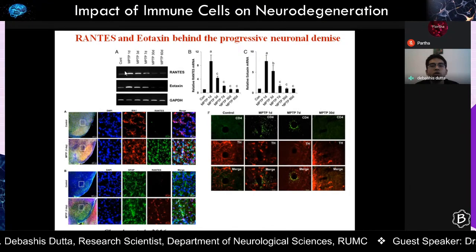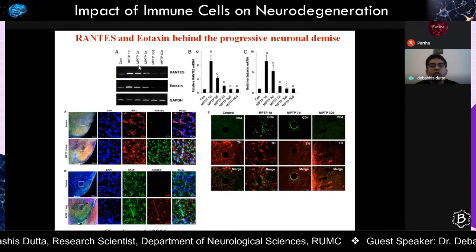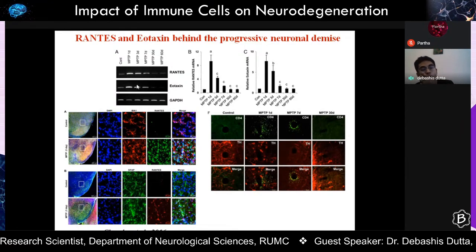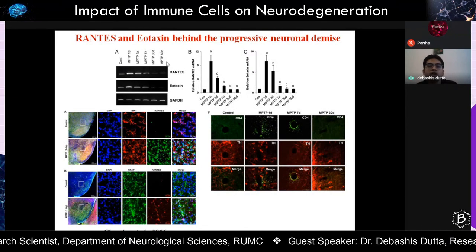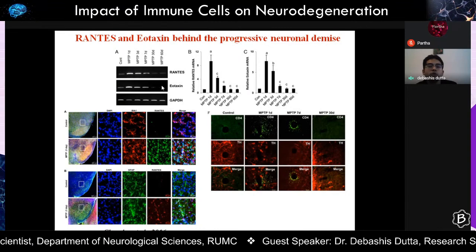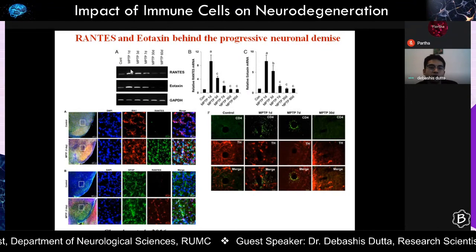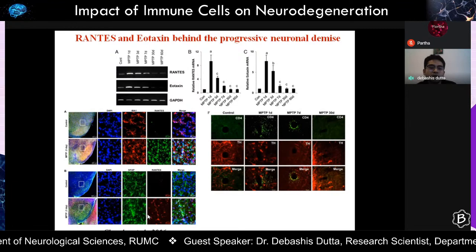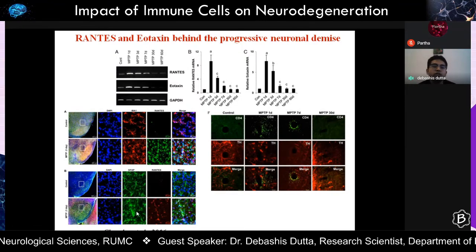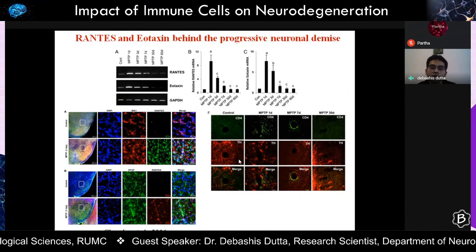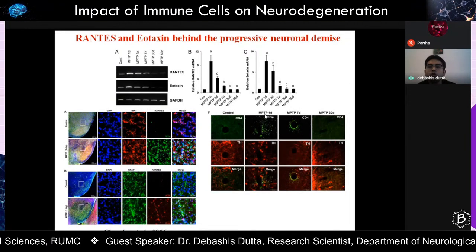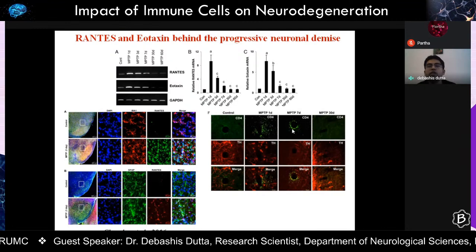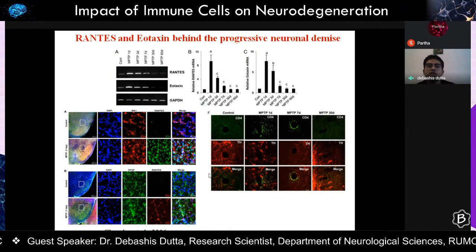So after one day of the injection of MPTP, up to the third day, there is a higher level of RANTES as well as eotaxin. But from 7 days onwards, this level goes down, and after 30 or 60 days, it becomes almost normal. Along with that, after one day only, they have found much upregulated microgliosis as well as astrogliosis within the brain. And after only one day of MPTP injection, there is also a higher level of T cells coming into the brain, which is much reduced after 7 days. And this study was conducted in mice.